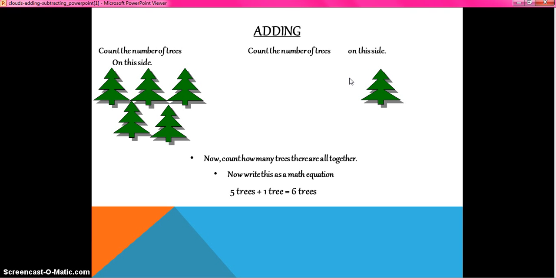Now it's time to count the total number of trees together. Ready? 1, 2, 3, 4, 5, 6. How many total trees are there? Right, 6. Now who can tell me what we need to write before we write the number 6 on our papers? Good, an equal sign needs to go right after the number 1. Then we write our answer 6 after the equal sign.